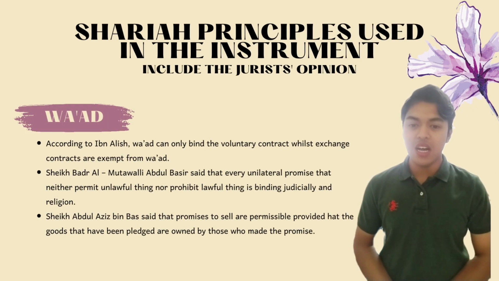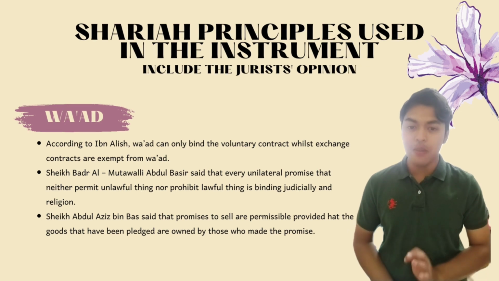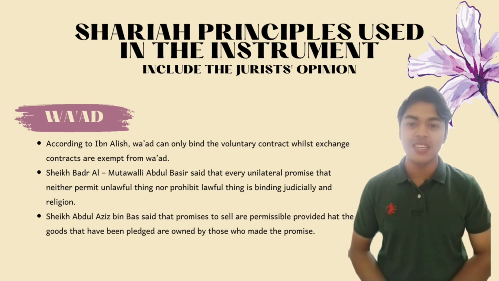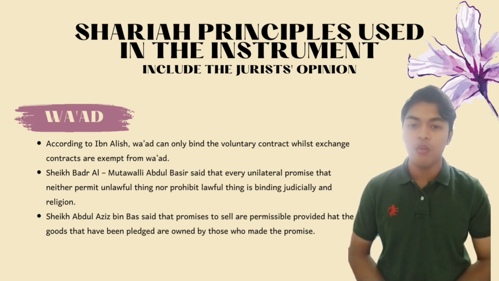The second Sharia principle is wa'ad. Wa'ad is an Islamic good that is typically seen as a loan pledge in the context of business transaction. There are several opinions from the Muslim jurists, such as, according to Ibn Alish, wa'ad can only bind the voluntary contract, whilst exchange contracts are exempt from wa'ad.